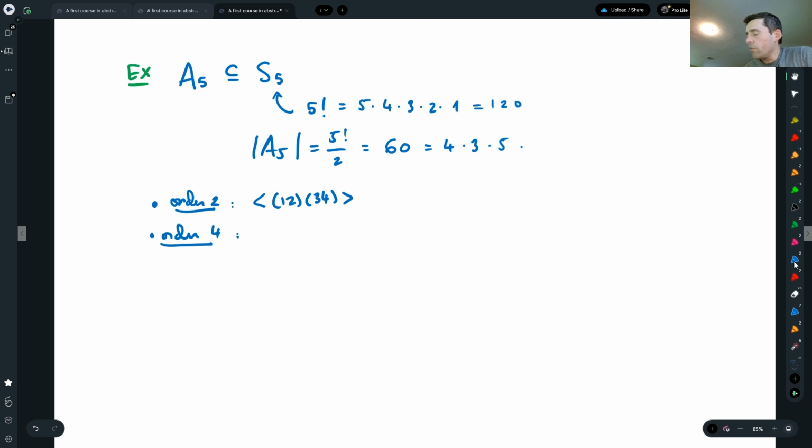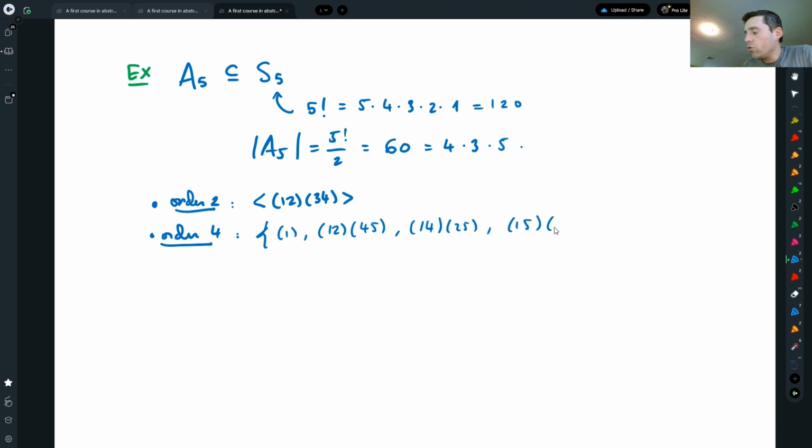Okay, so instead of that, I'm going to take the subgroup with the identity, and let's say (1 2)(4 5). I have here (1 4)(2 5), and (1 5)(2 4). You can check that this is in fact a subgroup, and it is a subgroup of order 4. If the previous one was isomorphic to Z modulo 2, this subgroup is isomorphic to Z modulo 2 cross Z modulo 2. There is in fact no element of order 4 in A5.